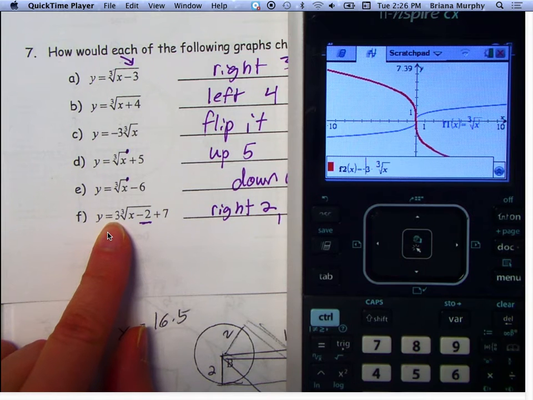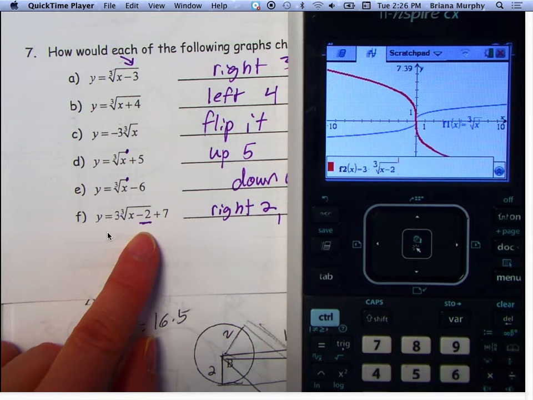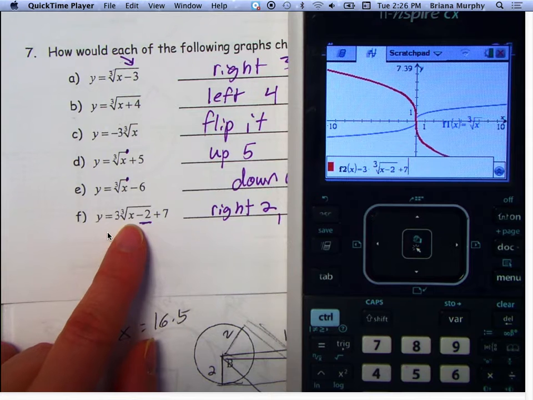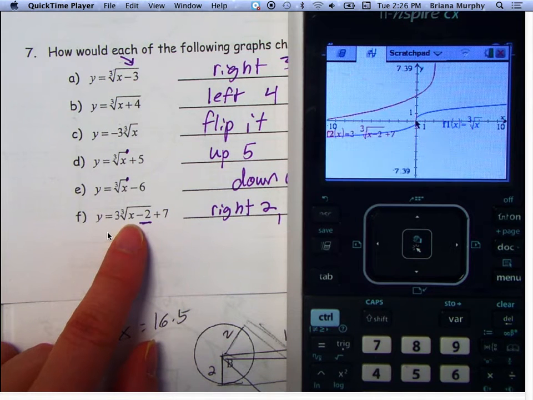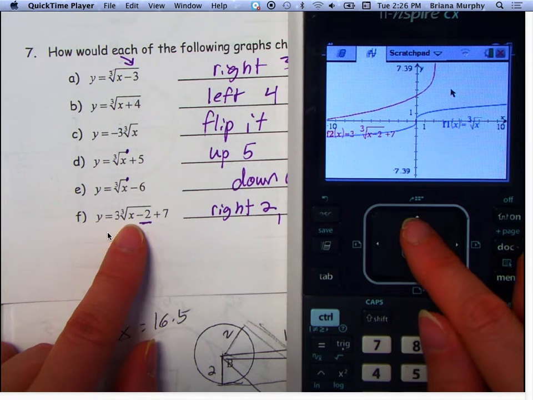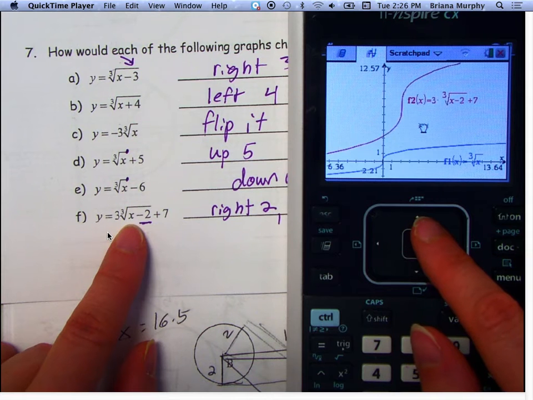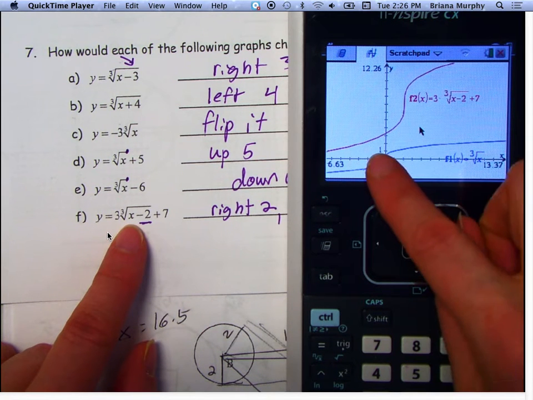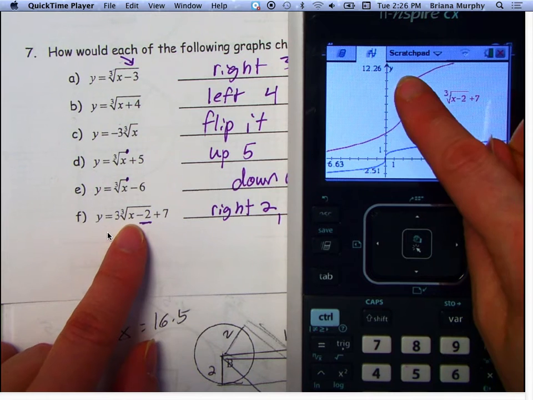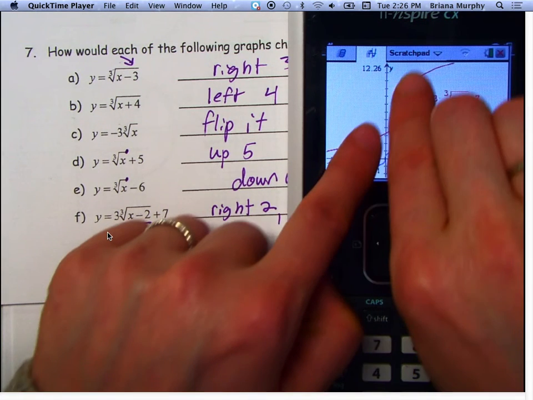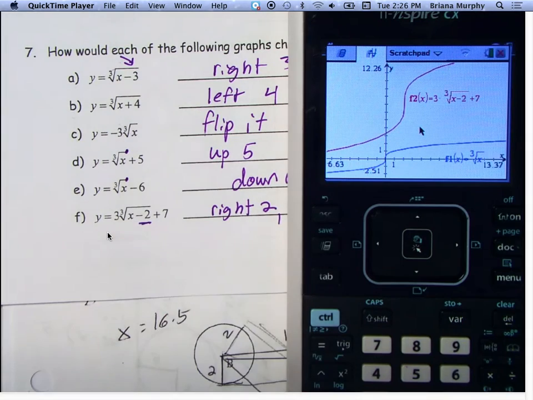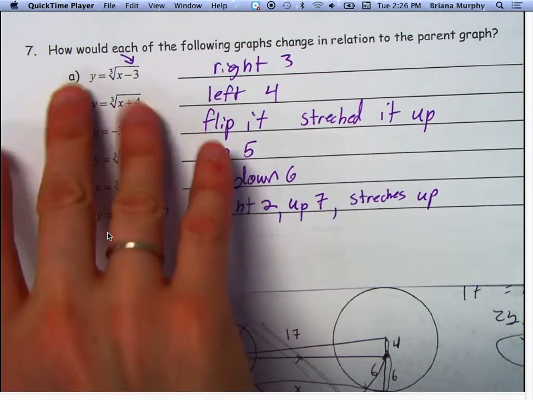So I've got F. See how it looks the same? I've got positive 3 times the cube root of x minus 2, and then outside that plus 7. See how it moved? That's kind of the best example. It moved 2 to the right, up 7, and it increased my slope, made the slope steeper. All right, let's look at 8.